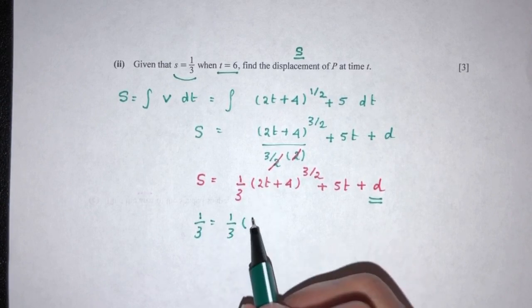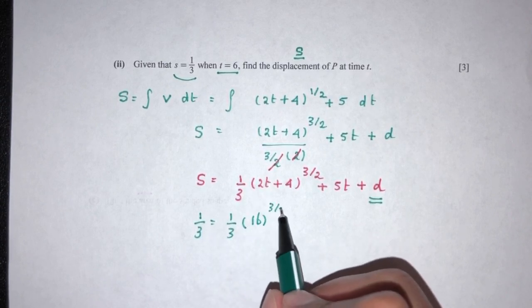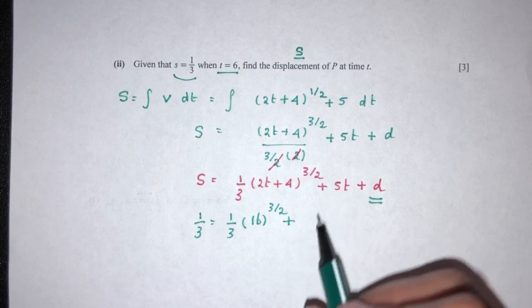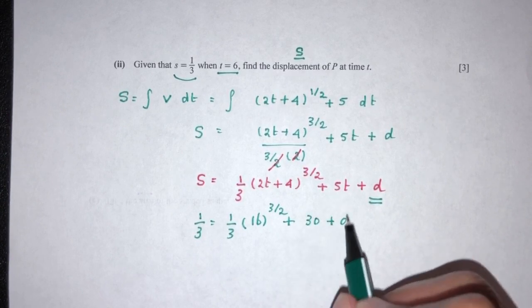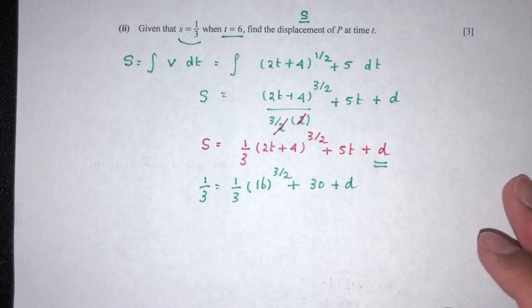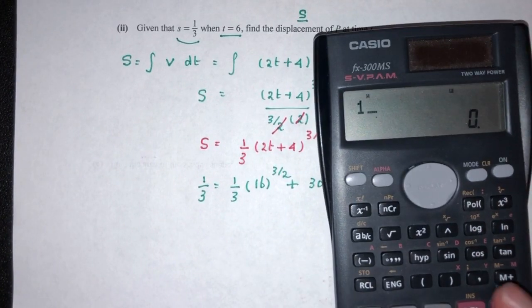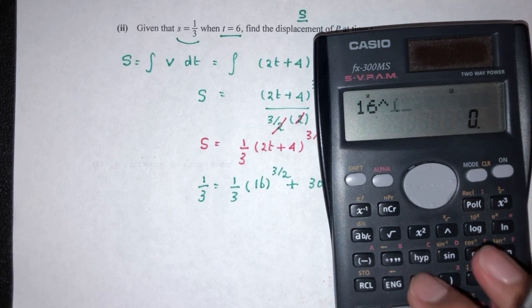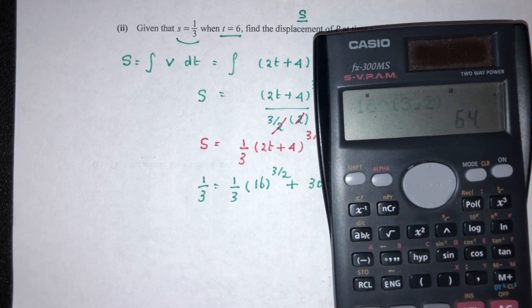When t is 6, that will be 16^(3/2). 5 times 6 will be 30 plus d. So let's find the value of d. One thing we can do is simplify, right? So 16 to the power 3/2 will be 64.